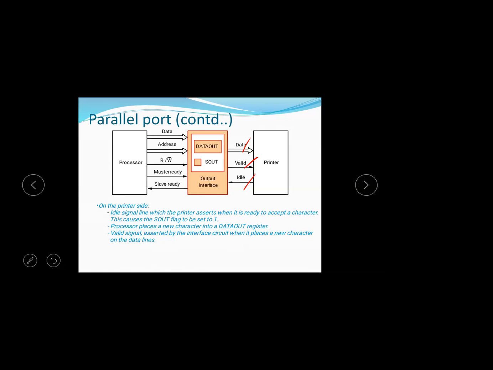Idle signal means the printer is free to print a character. When it is idle, it sends the idle signal to the processor. The processor places the new character into the data out register, the character to be printed on the printer, that is K of Kumar, and also sends the valid signal to the printer: I am sending a new character, please print it on the paper. That is, K is printed on the printer.